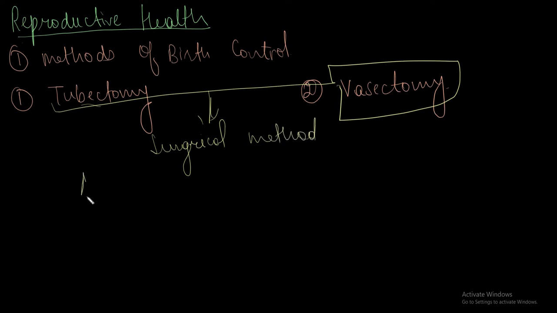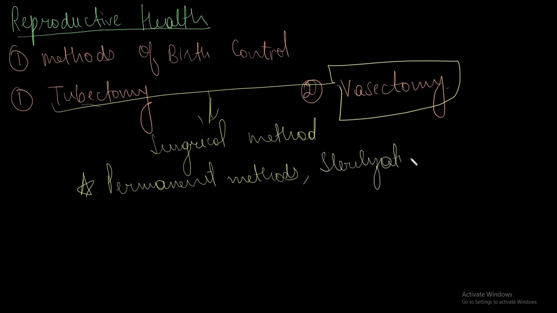Now students, star mark this. The important line is that these methods are permanent methods, and sterilization methods, in which the individual will no longer be able to produce gametes. And the important point is that they have poor reversibility.